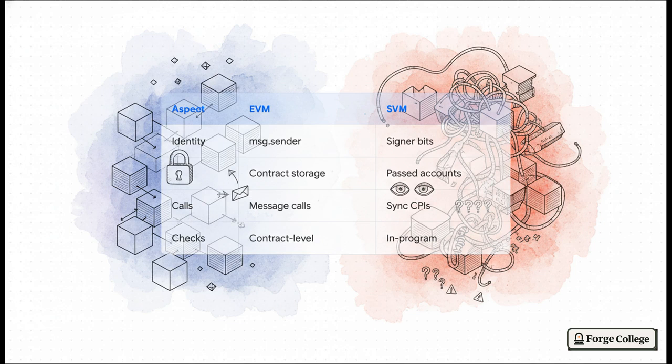For cross-contract calls, EVM uses message calls or delegate calls with a global context. SVM uses those synchronous CPIs we just talked about with explicit account lists. And finally, permission checks. In EVM, you generally check this once at the contract level. But in SVM, the runtime gives you the metadata, sure, but you have to explicitly enforce those checks inside your program's logic every single time an account is touched.